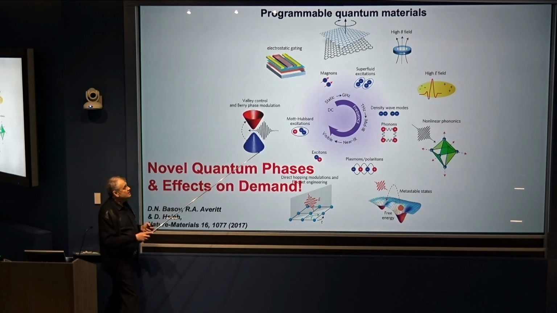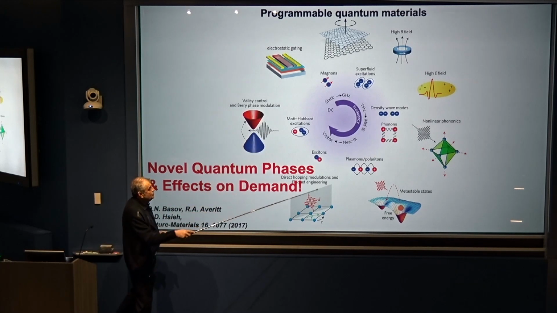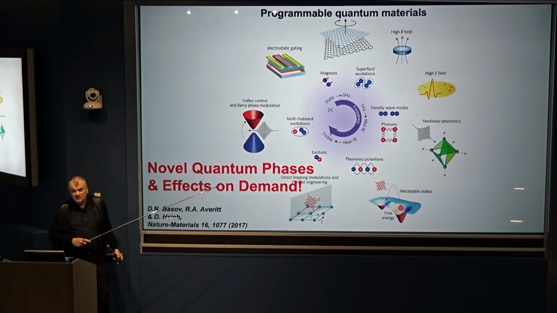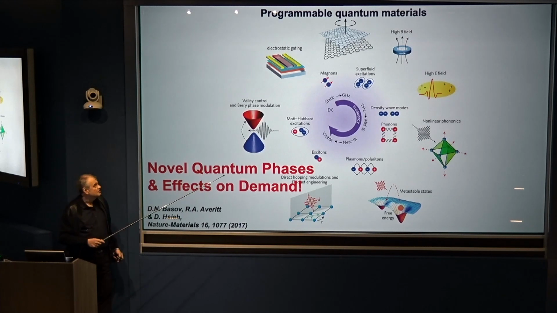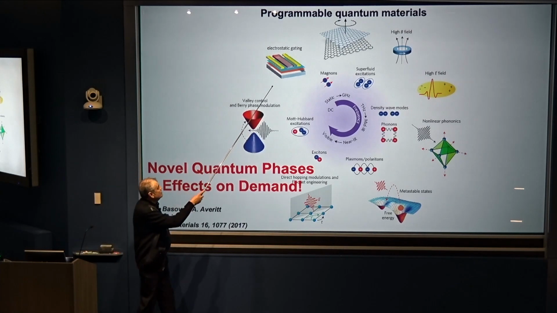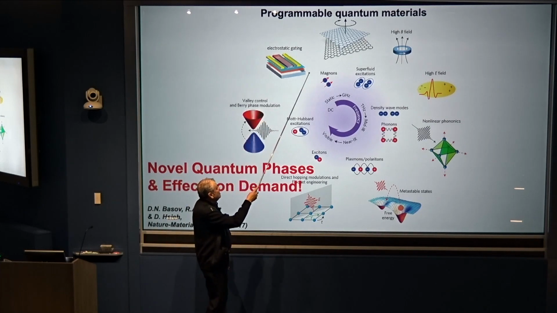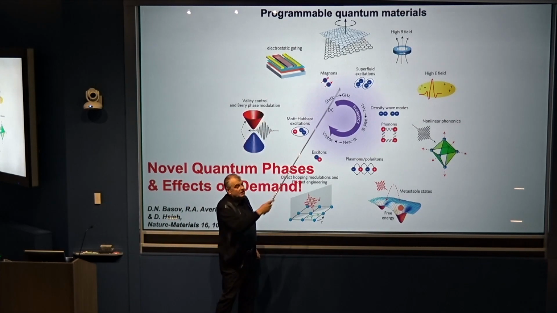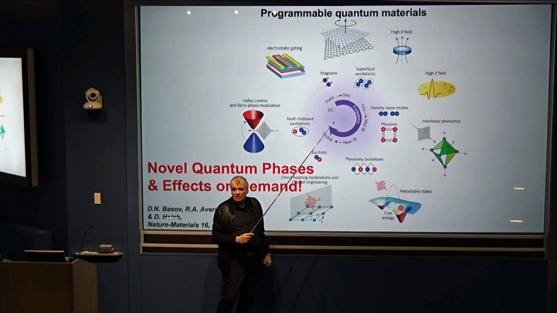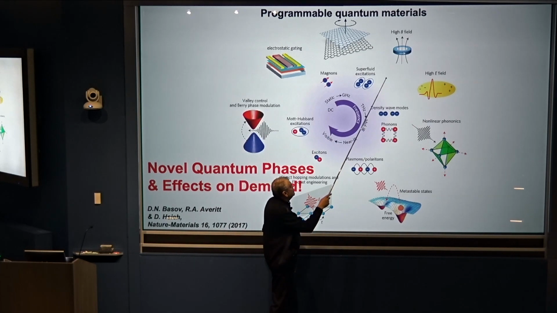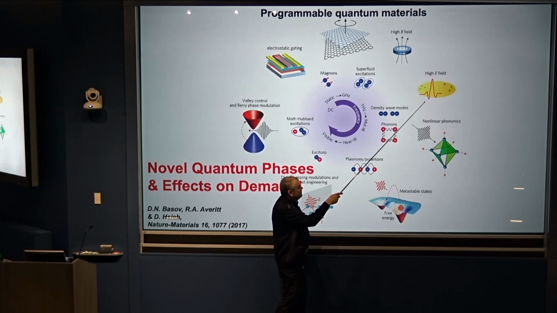And this diagram shows the tuning knobs that, in combination, allow us to produce on demand these quantum phases. We start with electrostatic gating. We go to a very interesting form of heterostructuring, twisted heterostructuring. We go to magnetic field, then we go to electric field.